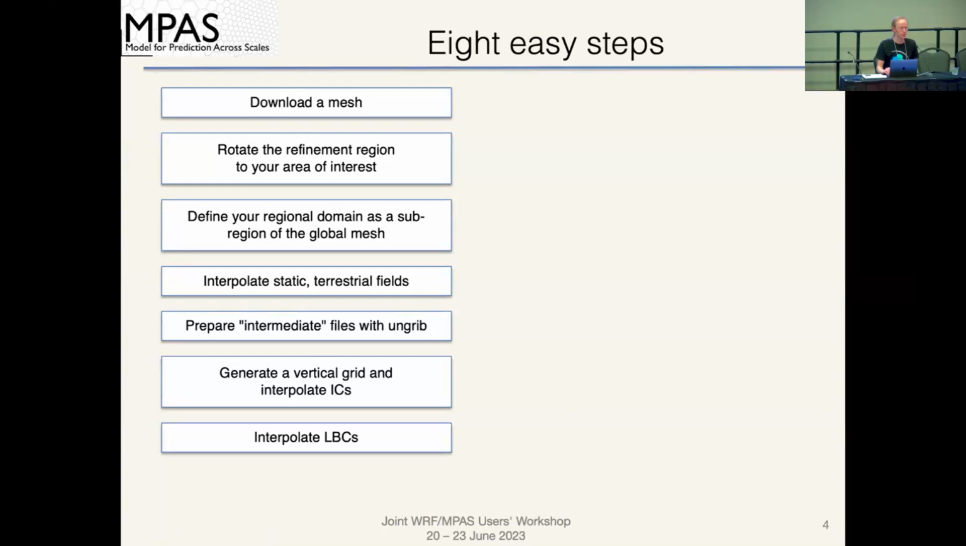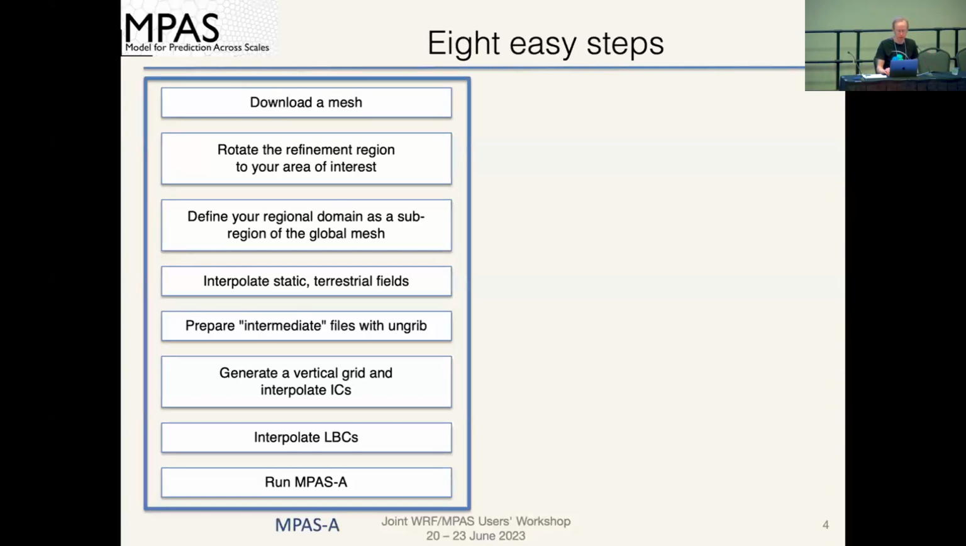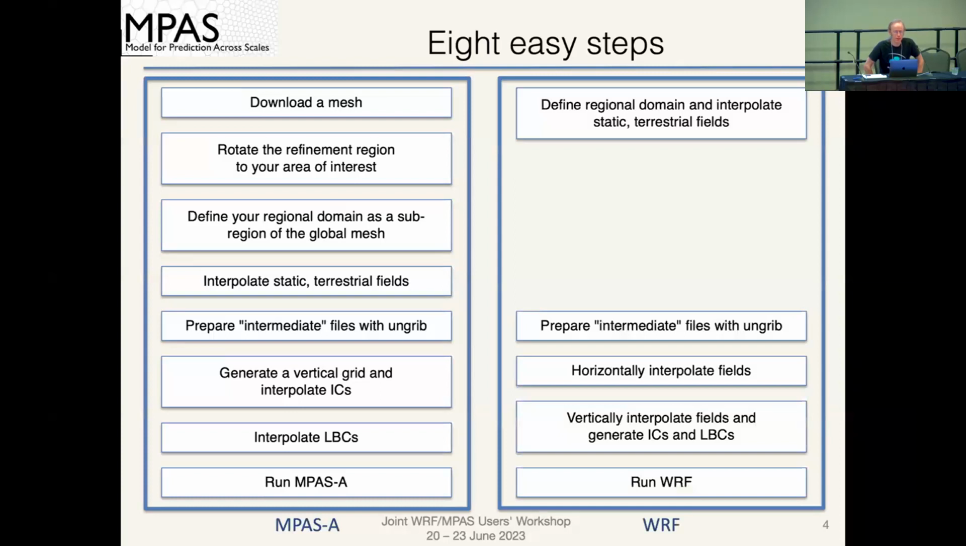After we've done that, of course, we just interpolate some LBC files, and then we run MPAS. So that's the most general case. I say eight easy steps because I think there's nothing, again, conceptually difficult with any of those. And just for comparison, if you look at the steps to run a WRF simulation, you can say, well, that's only 5 steps there, right? If my counting is correct. So this is at least 60% more difficult than running WRF.